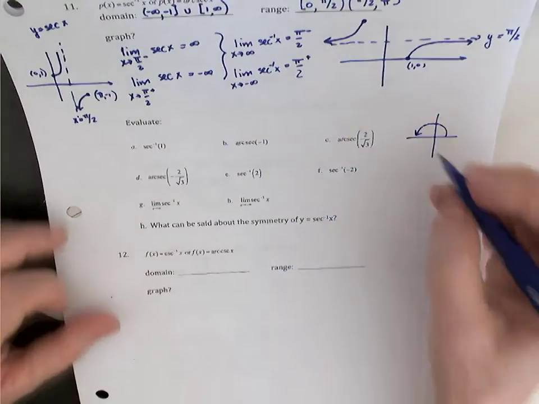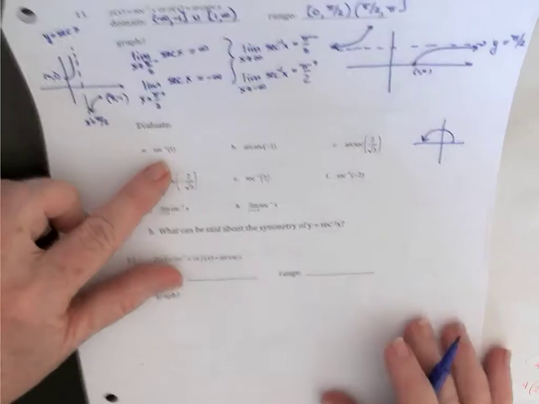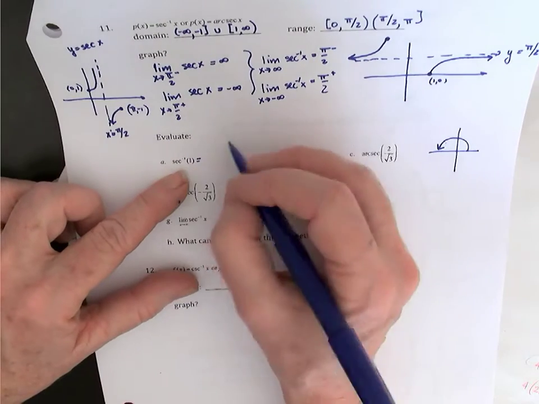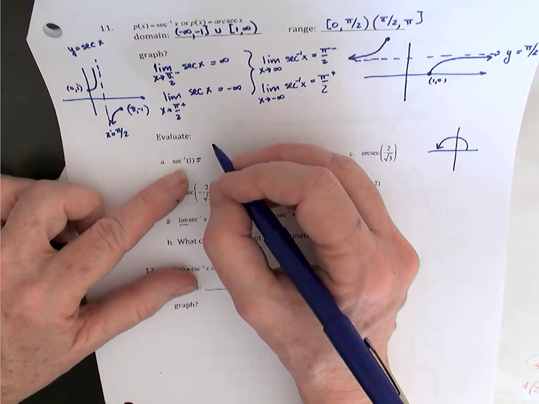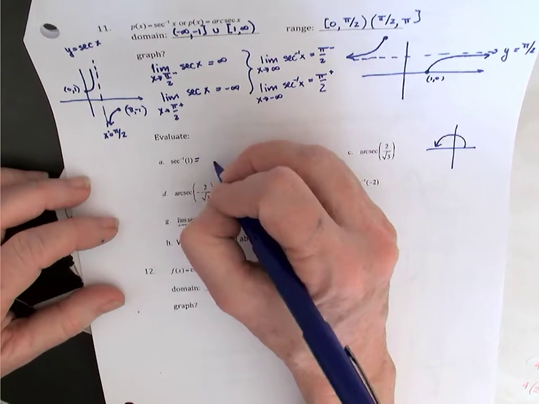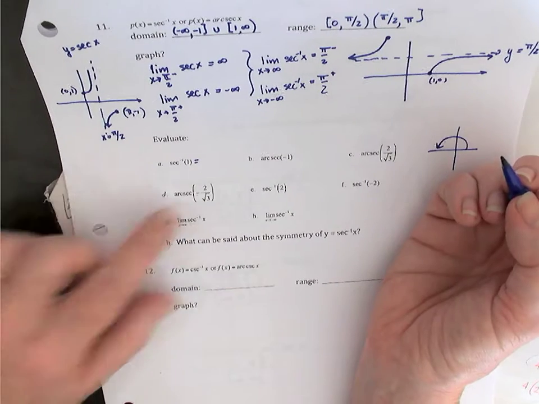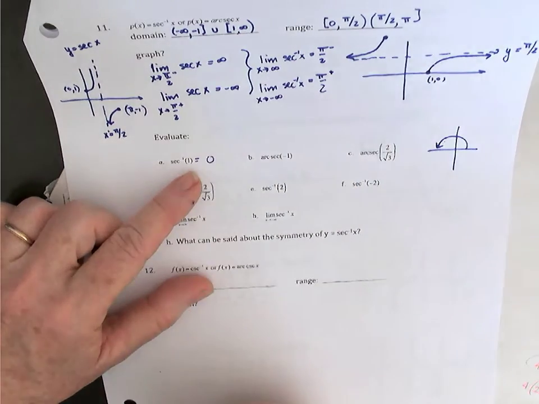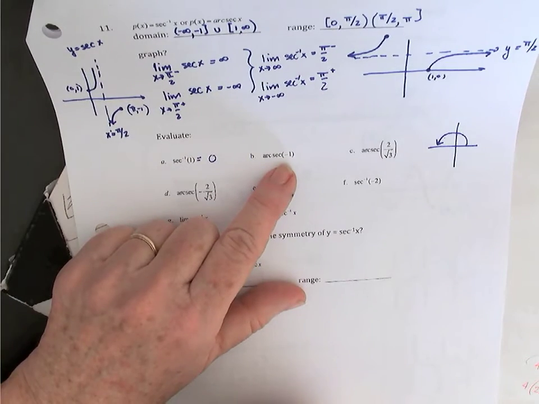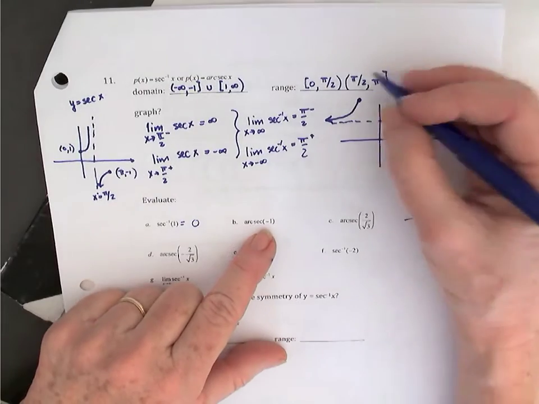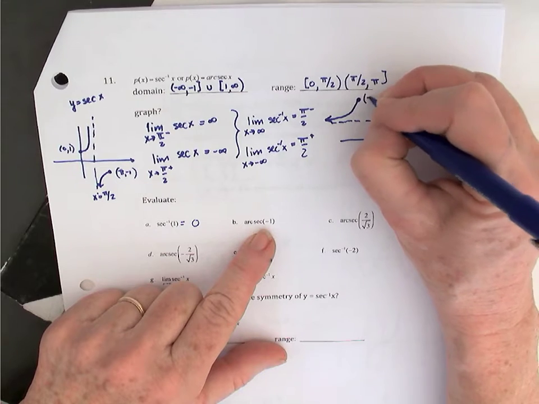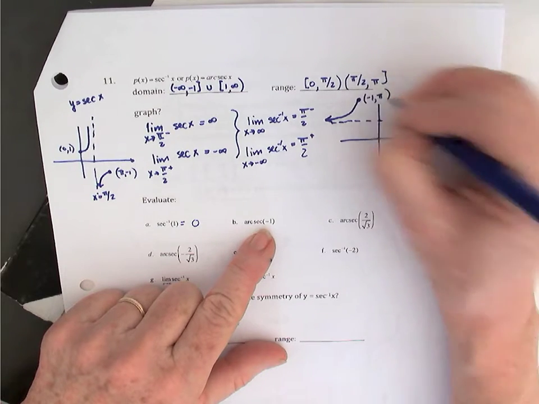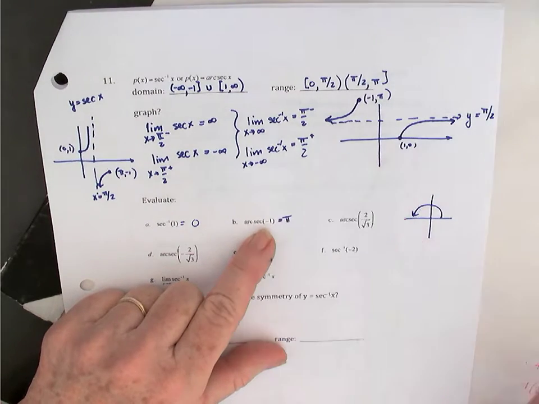And for secant, the range, again, is 0 to pi over 2, pi over 2 to pi. So the angle whose secant is 1, I need to think about this as if the secant is 1, then the cosine is also 1. So the angle whose secant is 1 is 0. The angle whose secant is negative 1, well, I'm looking over here at this ordered pair, which is (-1, pi). So that's going to be pi.